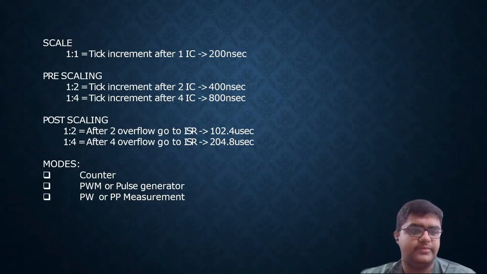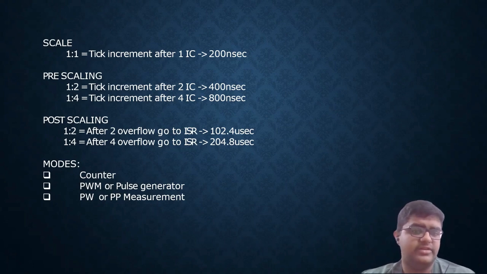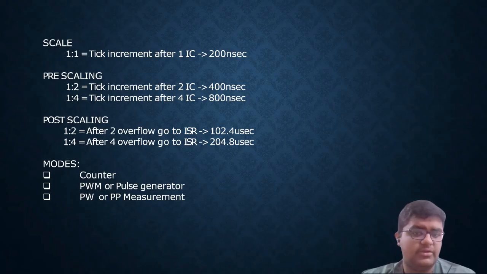What is pre-scaling? That is 1 to 2 or 1 to 4. With 1 to 2, the timer increments after 2 instruction cycles, that is 400 nanoseconds. With 1 to 4, it is 4 instruction cycles, that is 800 nanoseconds. Post scaling 1 to 2 means after 2 overflows, go to the interrupt routine, that is 102.4 microseconds, and 1 to 4 means after 4 overflows, go to the ISR, that is 204.8 microseconds. The modes for the timers are as a counter, PWM or pulse generator, or pulse width or period measurement.